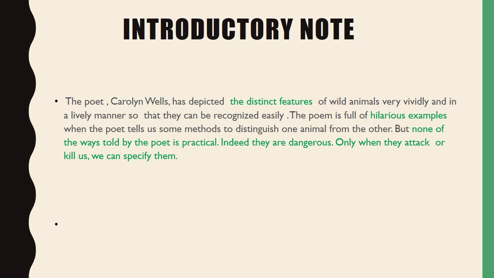First and foremost, let me give you the overview of this poem. As a matter of fact, the poet Carolyn Wells has depicted the distinct features of wild animals very vividly and in a lively manner so that they can be recognized easily by us. The poem is full of hilarious examples when the poet tells us some methods to distinguish one animal from the other. But none of the ways told by the poet is very practical. Indeed, they are dangerous. Only when they attack or kill us, we can specify them.